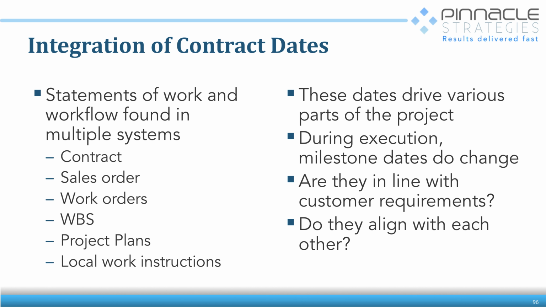And how do we manage them? I've seen the dates and statements of work around multiple systems. There's the contract, then there's the sales order that goes in the ERP system, and then there are the work orders that are created out of that. Then there's the work breakdown structure, which then feeds the project plans, which may or may not be, and then there's the local work instructions. So all of these dates have to be synced up, all right? And that's what this is designed to do.